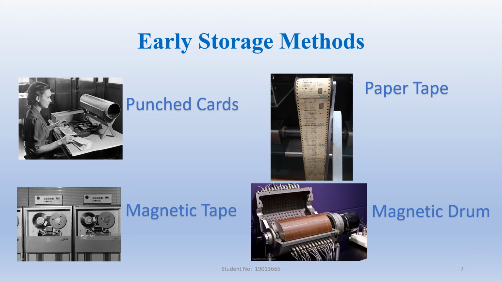Examples of early storage included punched cards, paper and magnetic tape, and a magnetic drum. Magnetic drums led to the development of hard disk drives. The principle is the same. The surface is magnetic, allowing read and write heads to store ones and zeros, which are initially stacked together.